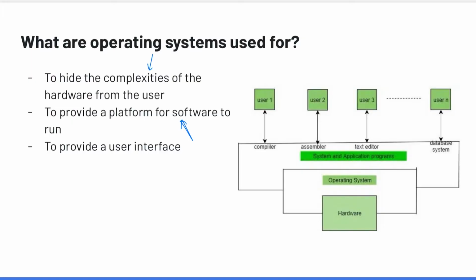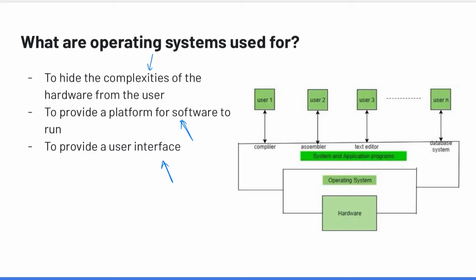So the operating system acts as kind of a support system with a bunch of ready-made tools that developers can use to build software quickly and more easily to run on that given operating system, and generally to run on your computer. And finally, operating systems can provide a user interface.